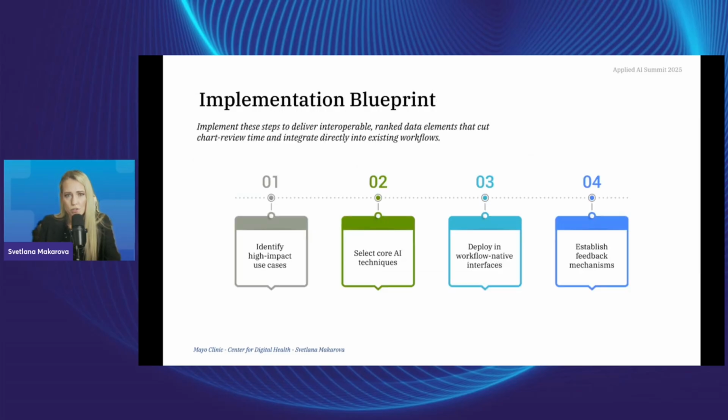Now, for those who are interested in implementing something like this in your organizations, the implementation sequence is deliberate, and we'll briefly go through each one separately. But at a high level, you must first identify a high impact, measurable use case. Select techniques that are explainable and maintainable by your team. Embed the experience where work already happens. And then you establish feedback mechanisms upfront and make them easy to use.